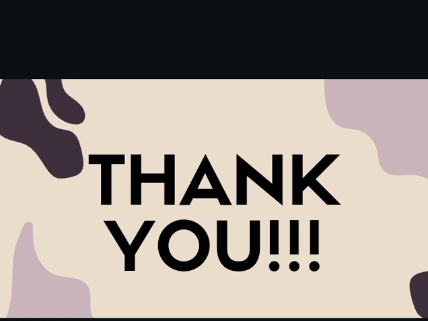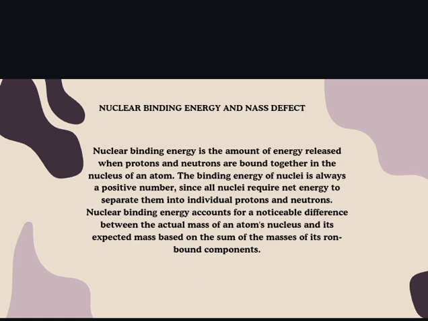Nuclear binding energy is the energy required to split an atom's nucleus into protons and neutrons. Mass defect is the difference between the predicted mass and the actual mass of an atom's nucleus. The binding energy of a system can appear as extra mass, which accounts for this difference.